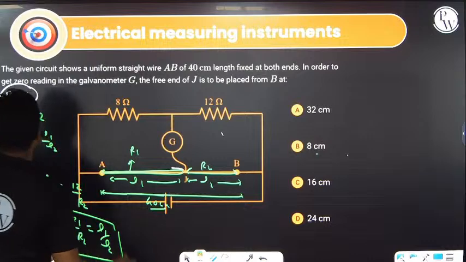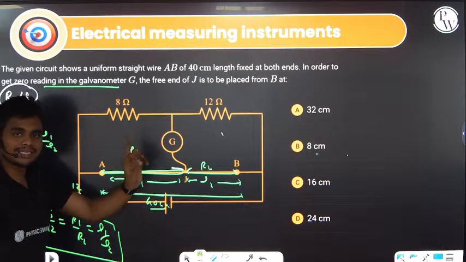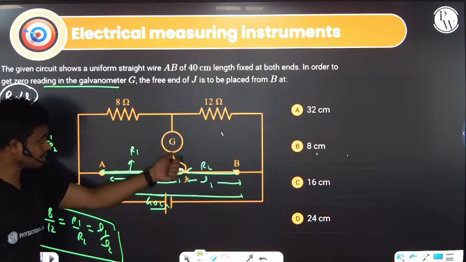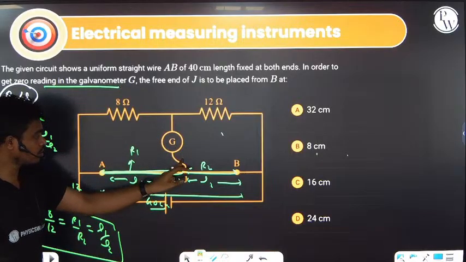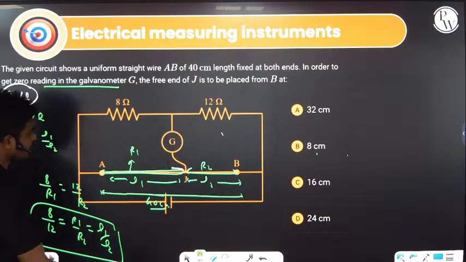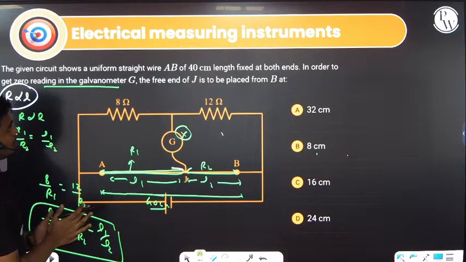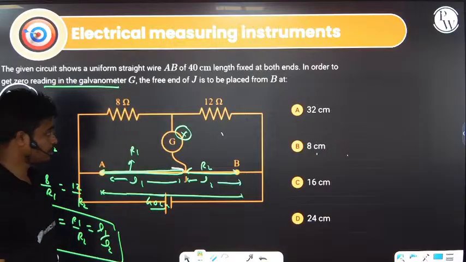In order to get zero reading in the galvanometer, the balance condition of the Wheatstone bridge must be satisfied. So this is equivalent to a Wheatstone bridge, obviously. In this case there is no current flowing across this galvanometer. So this resistance by that, we have seen, equals this resistance by this, and no current flows. The free end of J is to be placed from B at how much distance? So this L2 they are asking.